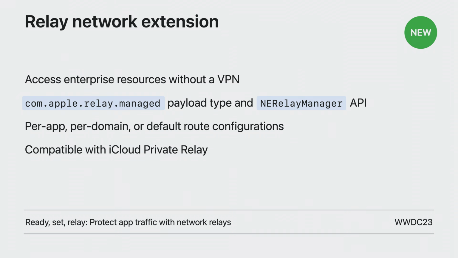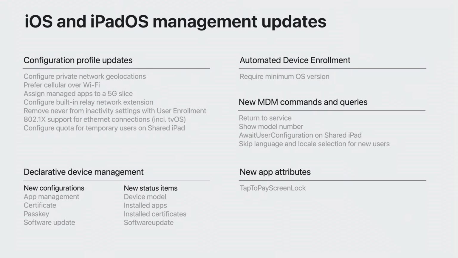To learn more about this great new built-in way to secure your traffic, please watch session Ready, Set, Relay, Protect App Traffic with Network Relays. There are many more new configuration possibilities, like requiring a minimum version during automated device enrollment. In addition to the ones common with macOS, there are also some platform-specific enhancements like configuring 802.1x authentication for Ethernet networks on iOS, iPadOS, and even tvOS, and allowing tap-to-pay applications to be used more easily and securely.